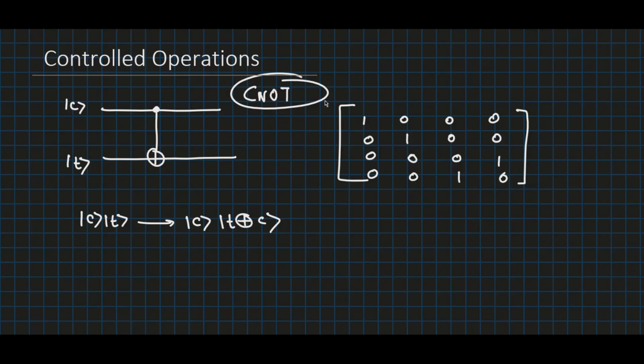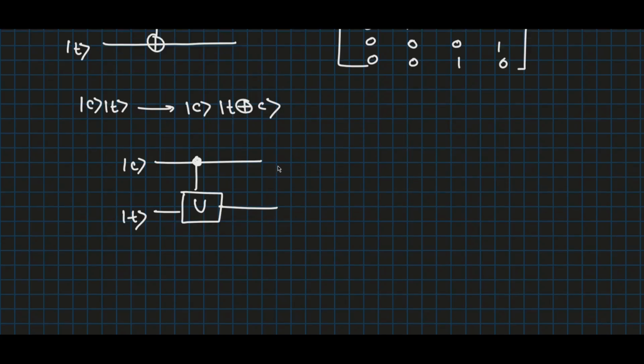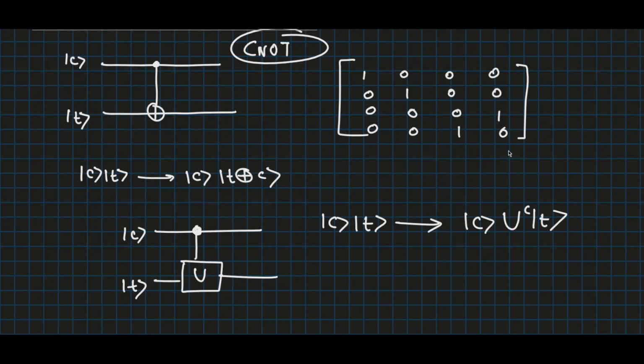We can generalize this for any unitary operator U given by the circuit here, where the control bit and target bit give us the control bit into U operating on the target bit only when the control bit is 1. So these were examples of conditioning on a single qubit. Now let's see an example of multiple qubit conditioning.